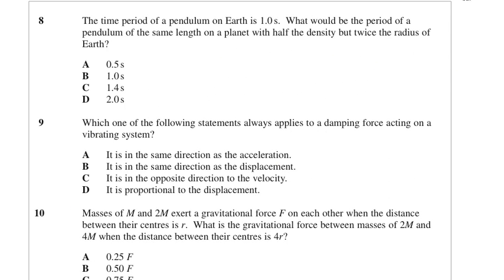The time period of a pendulum on Earth is 1.0 seconds. What would be the period of the pendulum of the same length on a planet with half the density, but twice the radius of Earth? So, if you double the radius, that should, in theory, mean that the density would be divided by 8, because it's 2 cubed, so the density, according to just the radius, should be divided by 8. But we know it's only halved, so that means the mass must have been multiplied by 4.